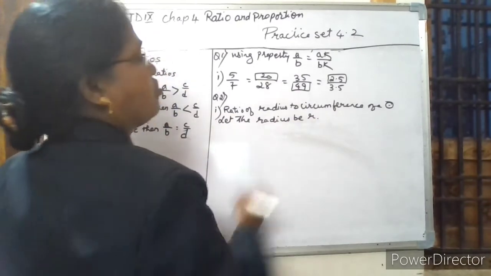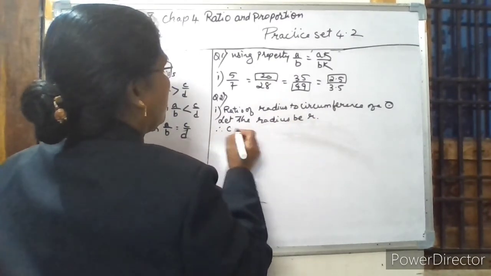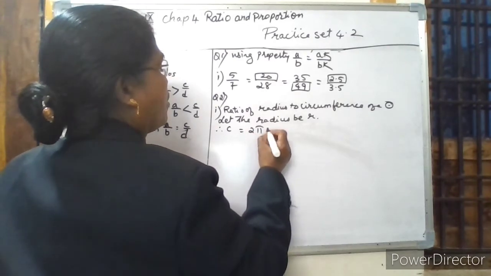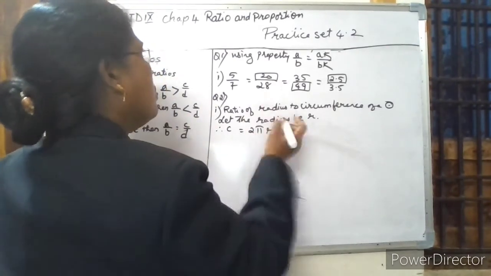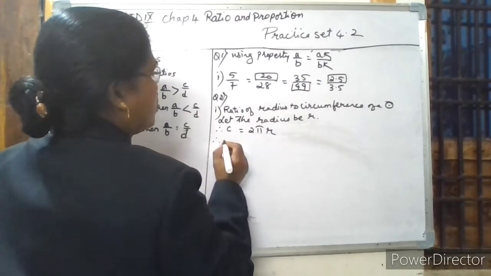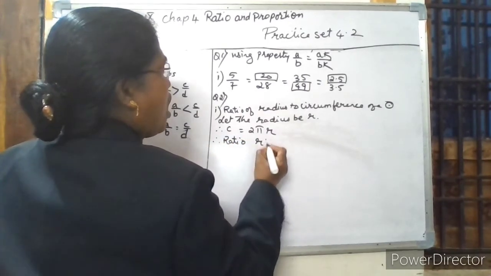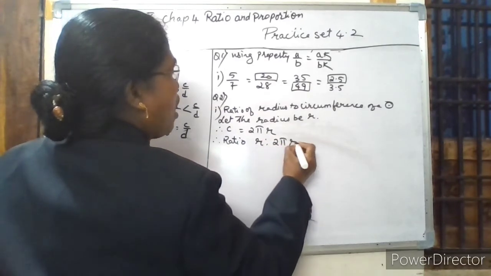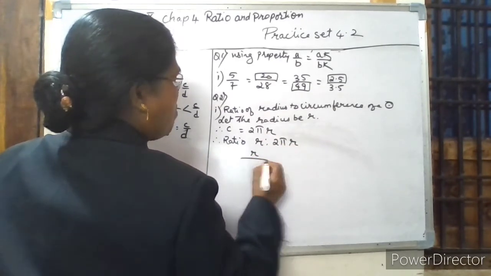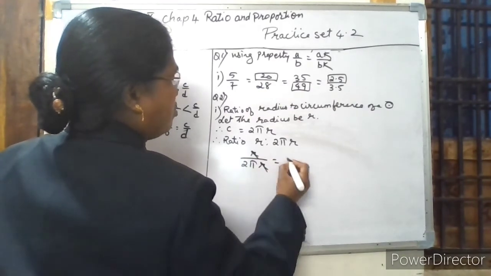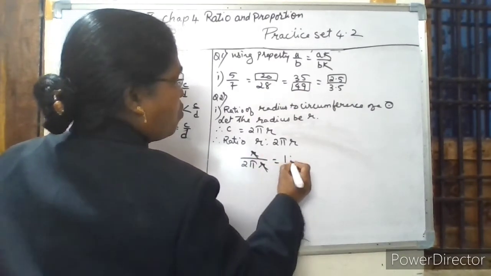So, therefore, circumference is equal to, use the formula, 2 pi R. This is the circumference. The ratio of this is what? R is to 2 pi R. That is R by 2 pi R. R gets cancelled, so here nothing remains. 1 is to 2 pi.